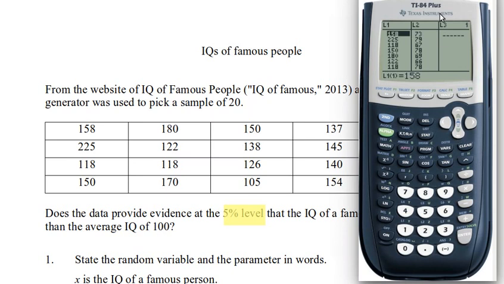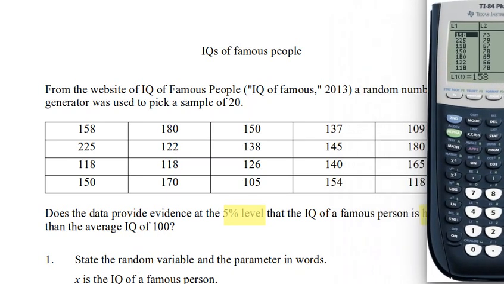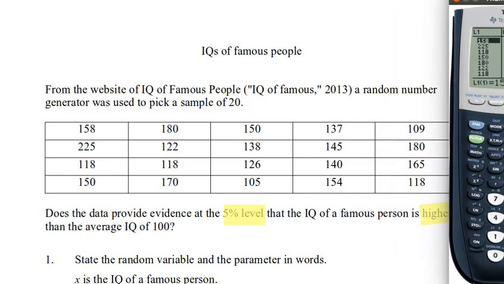So 158 followed by, let's see if we can see all those numbers, 225, it looks like I'm going down, and then over 118, 150, and then to the top of the next column, 180, 122, 118, 170, 150, you get the idea. So there are the 20 data points, and you can see that the 20th entry in L1 is 118, which looks like that's exactly what it should be as well. So we've entered this data into our calculator.